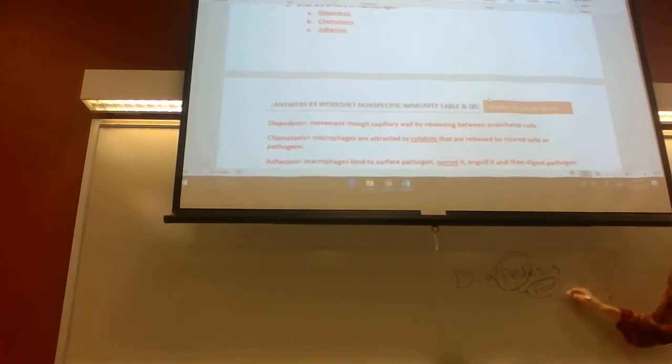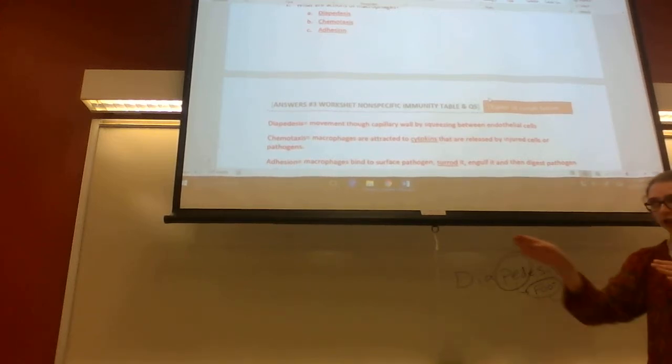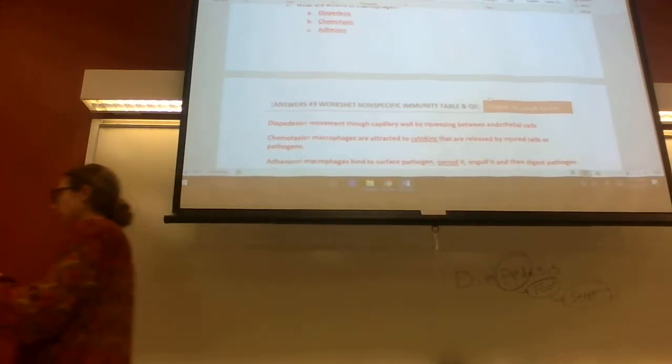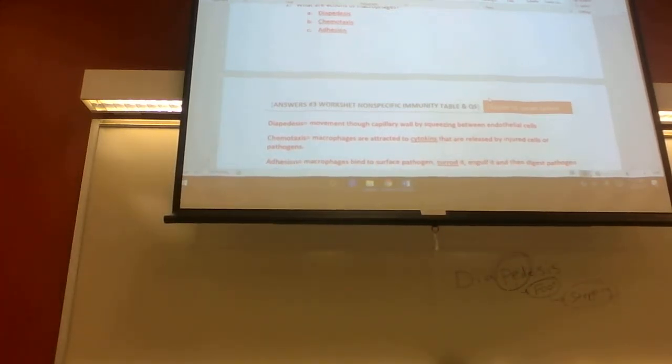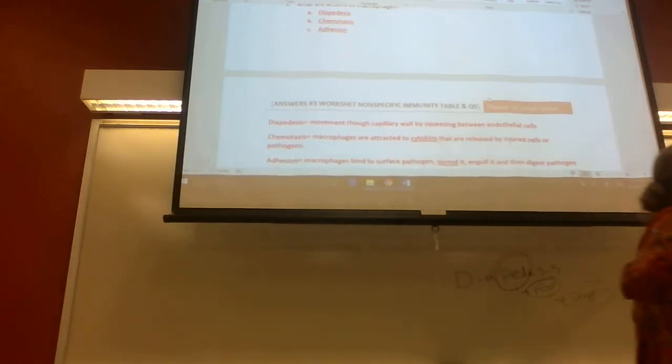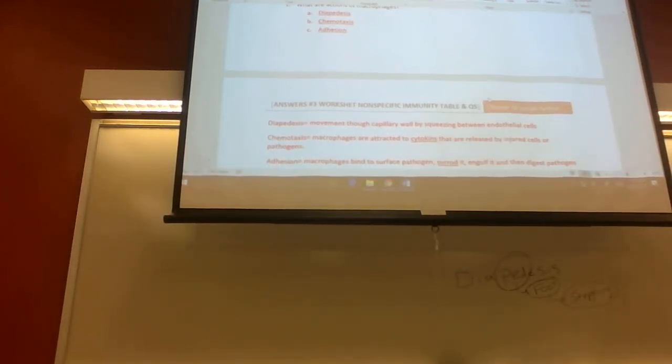So diapedesis is, and I think Janet uses the phrase, if I were to go into this corner of the wall and squeeze through and just come out the other way, that's diapedesis, when you're able to step through, just like how a rat gets through holes in your house, or mice do. They just put their head in and squeeze through for some reason, or cockroaches. So diapedesis is the movement through the capillary wall by squeezing between the endothelial cells. So endothelial cells are just the cells that line the inside.